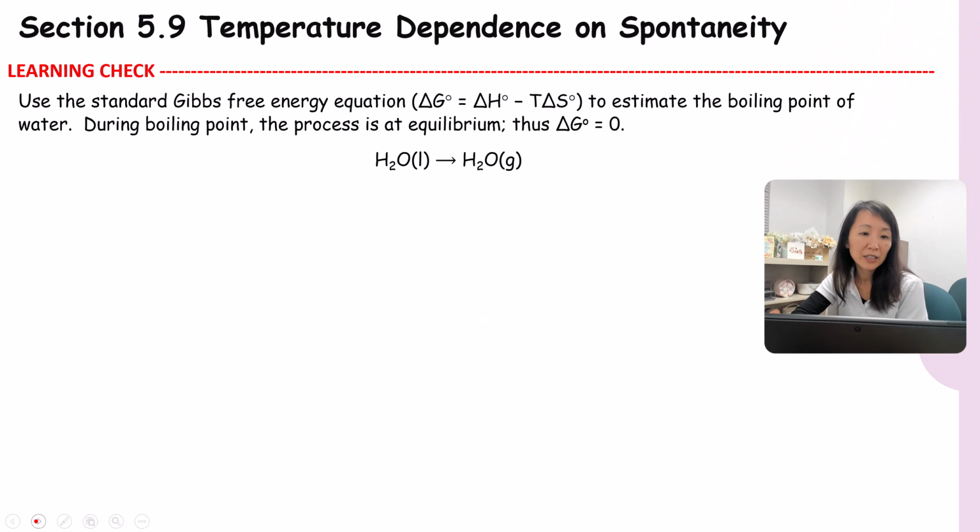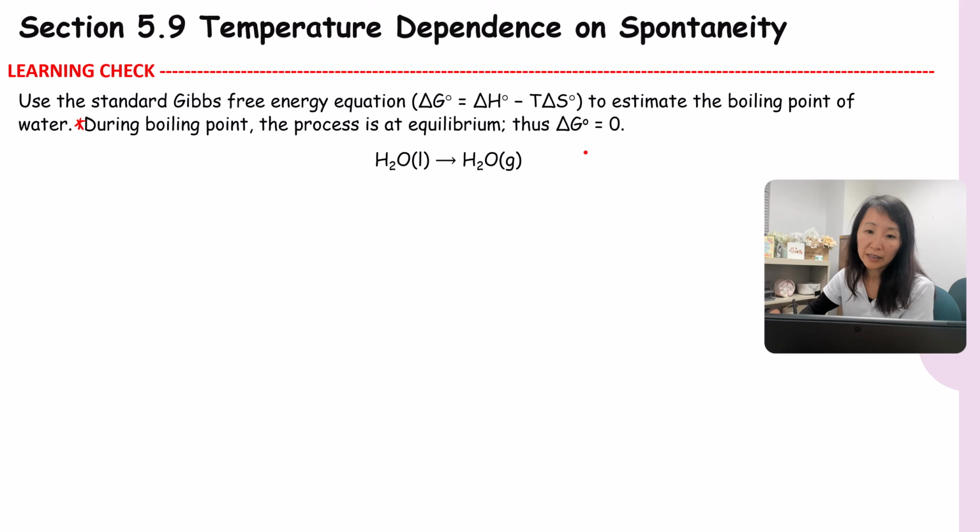Lastly, use the standard Gibbs free energy equation, delta G naught equals delta H naught minus T delta S naught, to estimate the boiling point of water. During boiling point, the process is at equilibrium, meaning that delta G is going to equal 0. So that's a little hint that's given on this learning check.